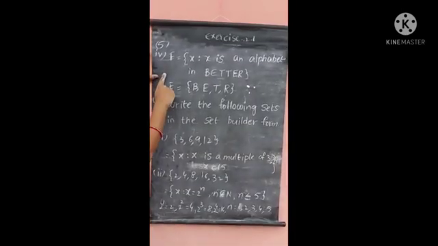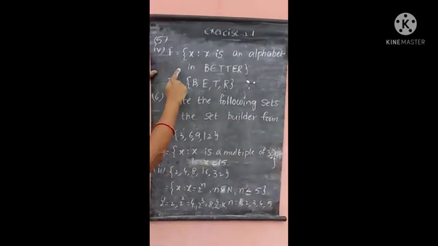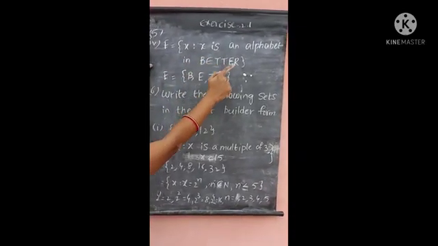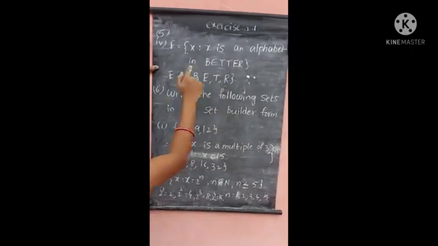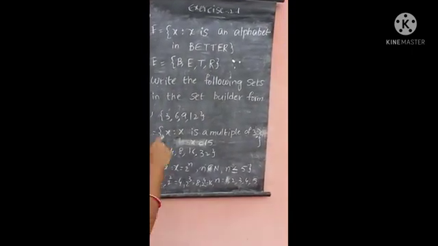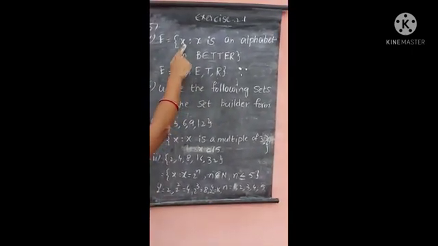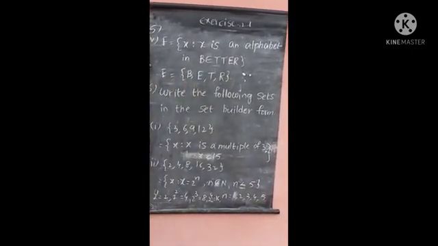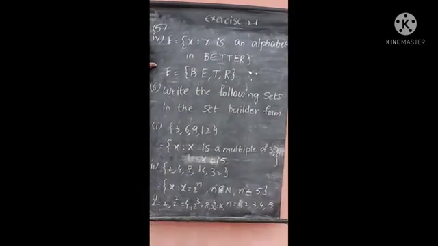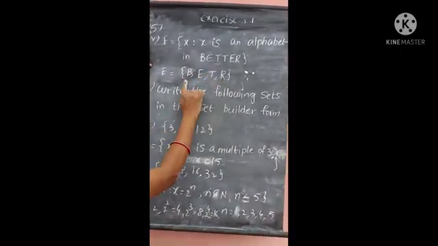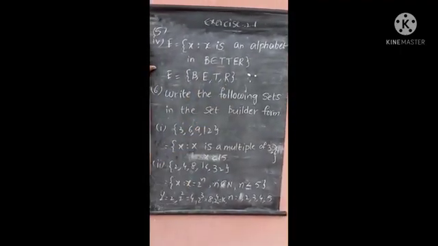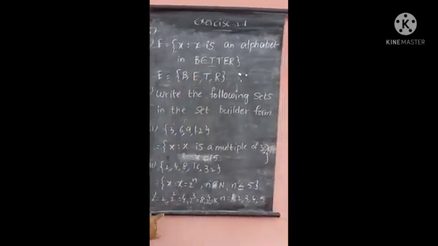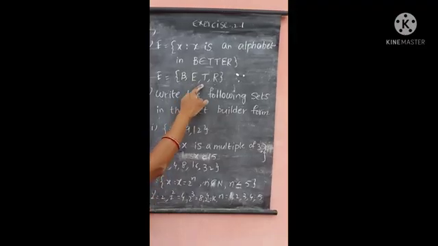Fourth one, what is the given statement? The set E is equal to x such that x is an alphabet in the word better. Here we have to read it like this: this symbol means 'such that'. So x such that x is an alphabet in the word better. Better is the word given. What are the letters in the word better? B, E, T, R. Only 4 letters are there. Here E is repeated and T is repeated, but we have to write each only once.